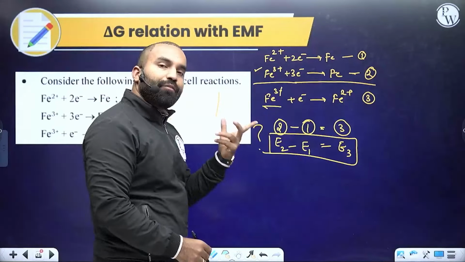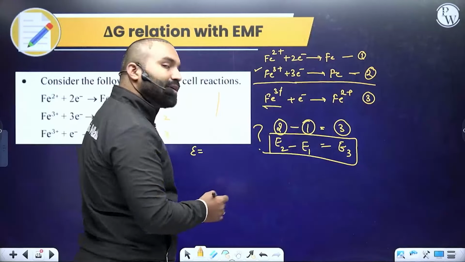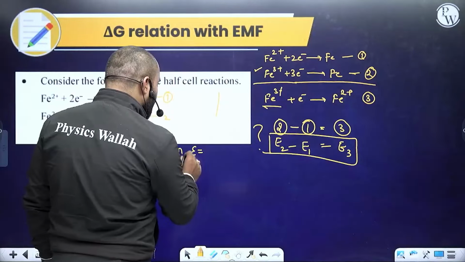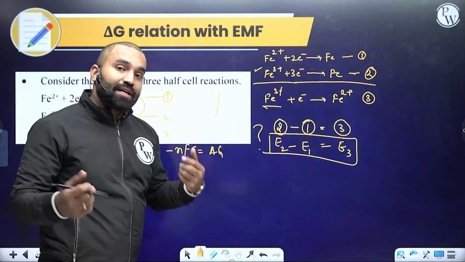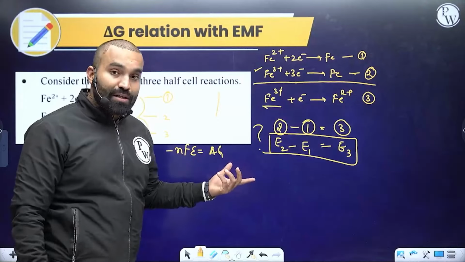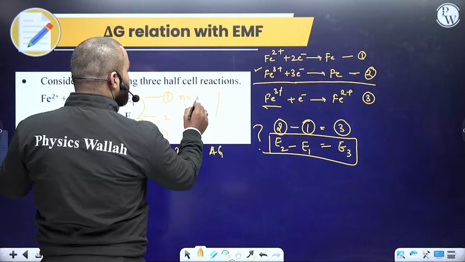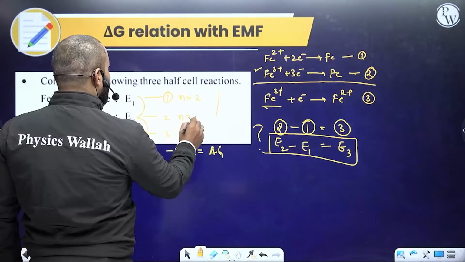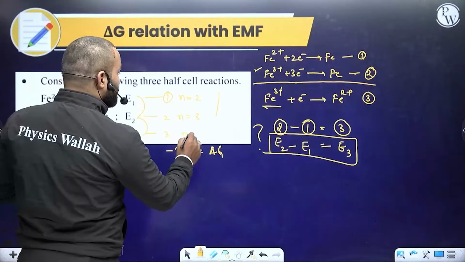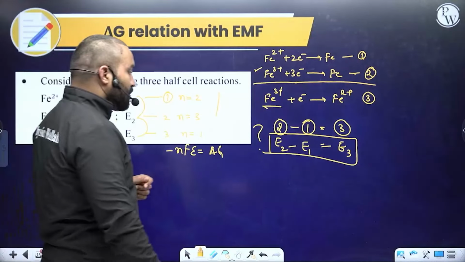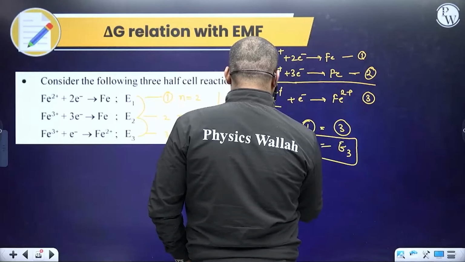Now, before we do that, we know that delta G is related to E by delta G equals minus nFE, and we very well know that delta G is additive in nature. Why not use delta G then? Let's replace. For the first reaction, how many electrons? n is equal to 2. For the second reaction, n is equal to how many? 3. What is n here? The number of electrons transferred, lost or gained. In the third one, n is equal to how many? Just 1.